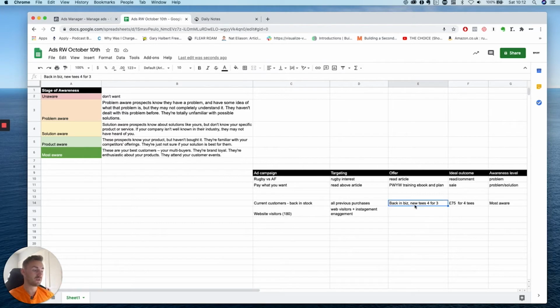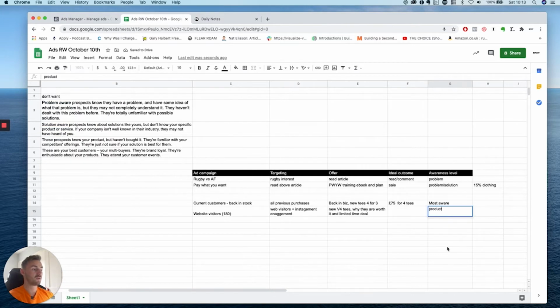And the offer here is back in business. Well, it was not back in business. So these guys are product aware. So they know we've got a product. The message in here is the new V40s, right? Why they are worth it and limited time deal. So these people are obviously product aware, but they haven't bought yet. They're familiar with your competitors' offerings, not sure if your solution's best.